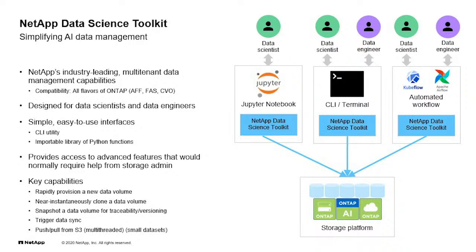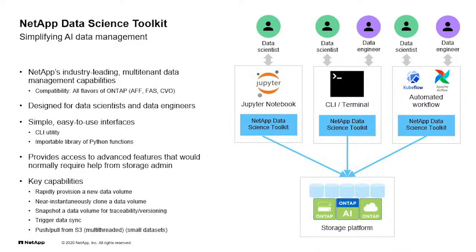As I mentioned, the key capabilities of NetApp Data Science Toolkit is to rapidly provision a new data volume, near instantaneously clone such data volume, and you can snapshot your volume for traceability and versioning. And you can also trigger data sync.